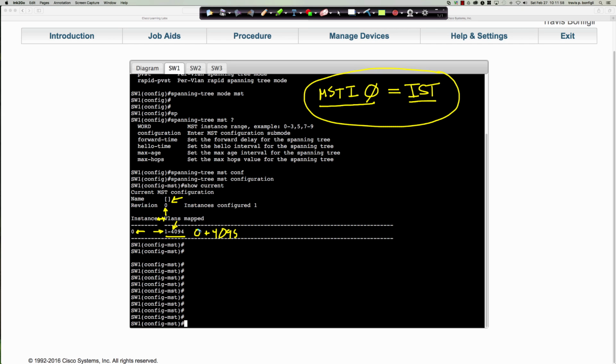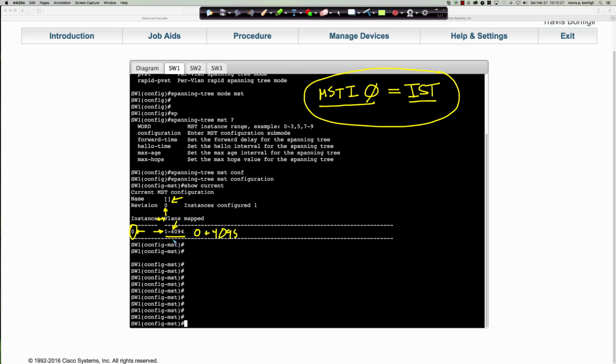And this multiple spanning tree instance always exists, and it always maps all the VLANs that are not mapped to another multiple spanning tree instance. So think of it as the catch-all. So if my VLAN, like VLAN 10, doesn't get assigned to another instance other than 0, then it would show up as being mapped to instance 0. So this is kind of like the bucket from which we're going to pick out all of our VLANs.